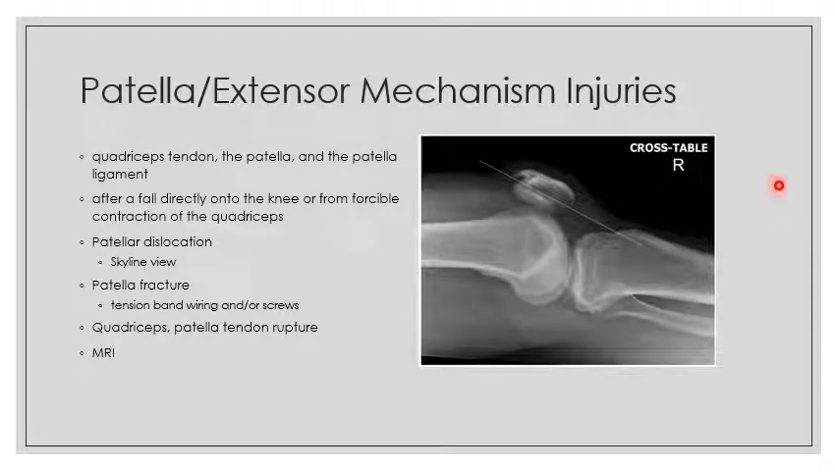So the extensor mechanism is comprised of your quadriceps tendon. Your quadriceps tendon would be here, the patella, and the patellar ligament. So that is your extensor mechanism.